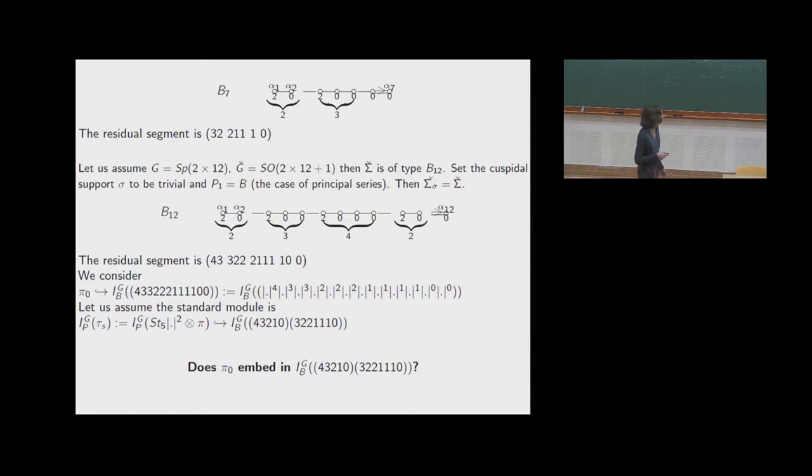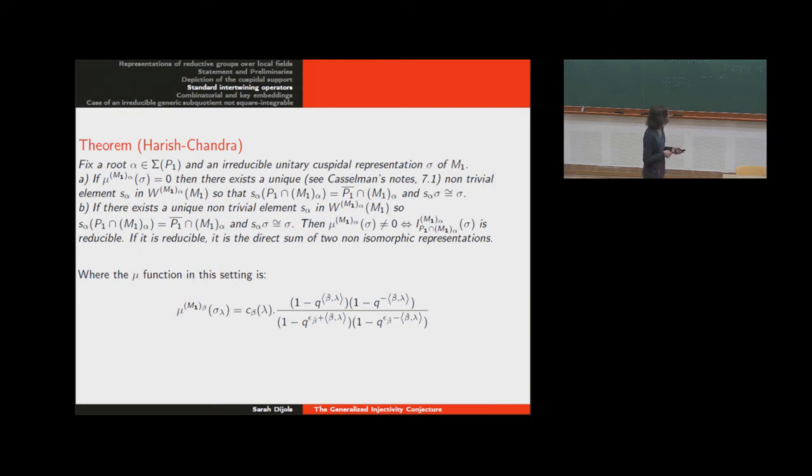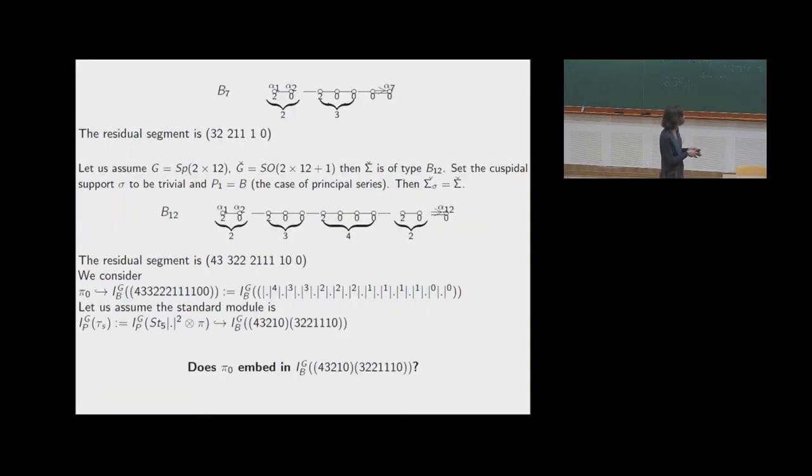So now the question is, does pi 0 embed in this induced representation? I will need to use standard intertwining operators to solve this question. For the moment, I just have this embedding, but I want to embed in this cuspidal support. And I need to use intertwining operators to do so.